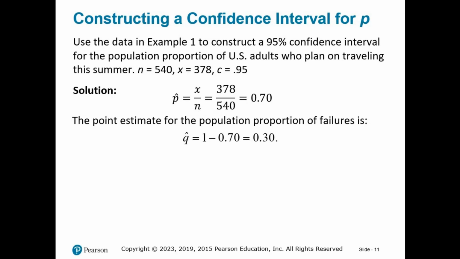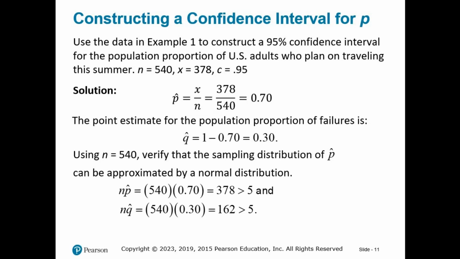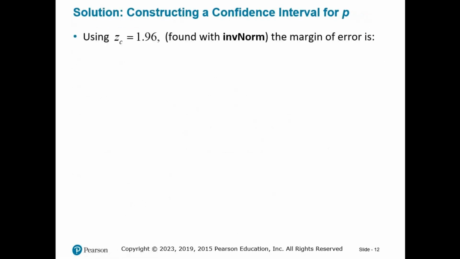Now we need to check our products, n times p hat and n times q hat. When we do that, we have 540 times 0.7 and get 378, which is greater than 5, and 540 times 0.3, which is 162, which is greater than 5. So we're good there. You remember what comes next? Next, we use the c value of 0.95 and our calculator function inverse norm, or the table, to find the z sub c value of 1.96.